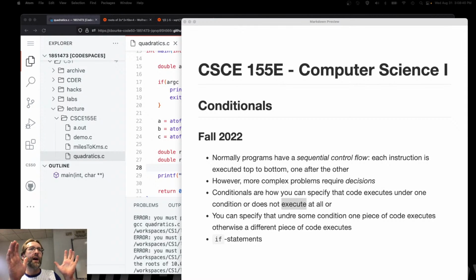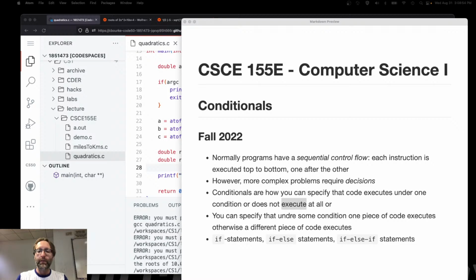Note there that I'm putting that in nice script. If, that is a keyword. That's code, right? If statements, if-else statements, or if-else-if statements. There we go. They're all actually the same. It's just in how you use them that is different. An if-else statement is the same as an if statement, just with an empty else block.